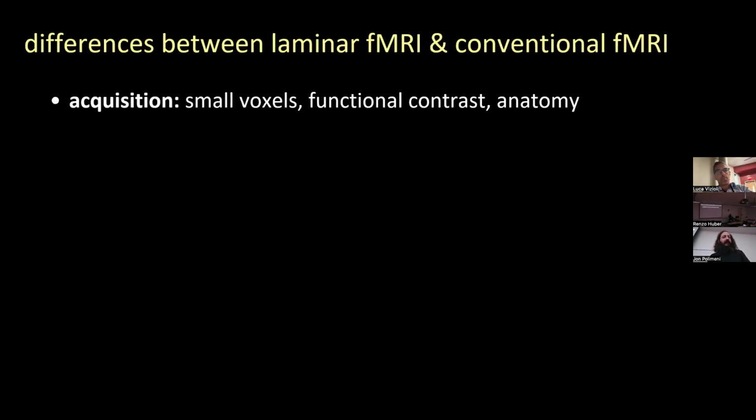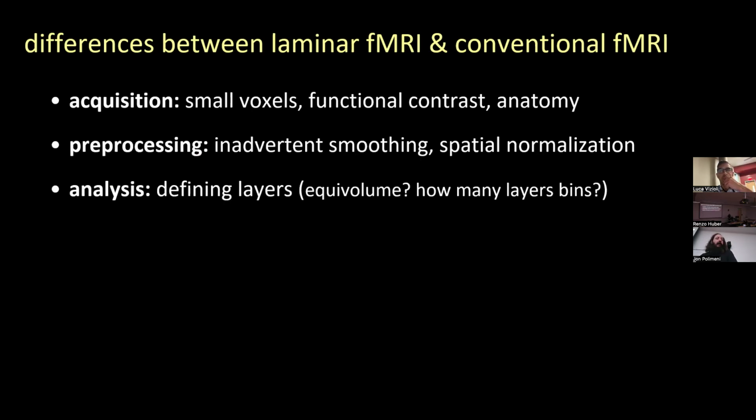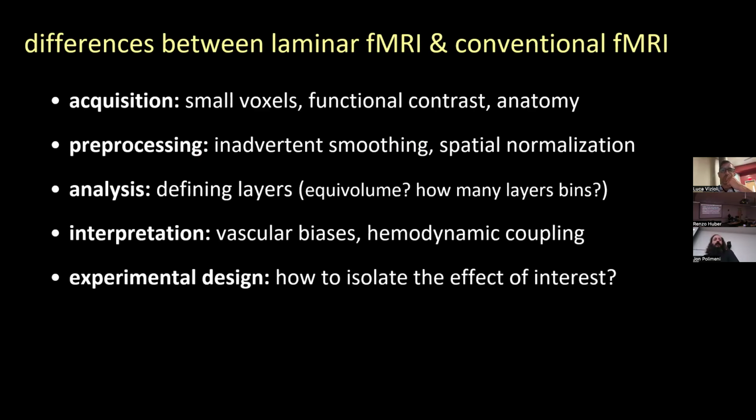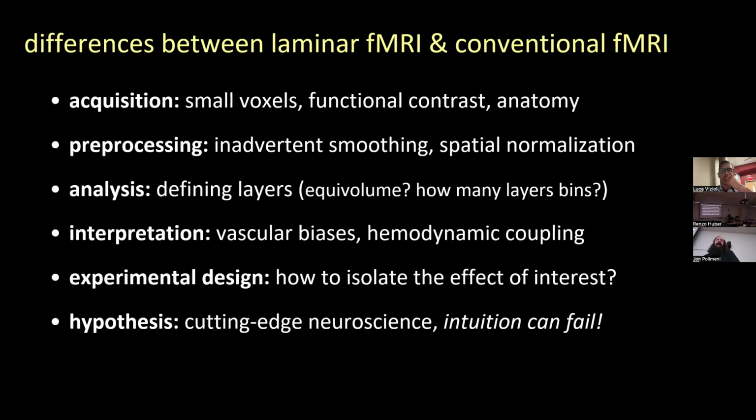Okay, so just to sum up differences between laminar fMRI and conventional fMRI, I think basically everything is different. Acquisition, pre-processing, analysis, interpretation, experimental design. Our hypotheses, again, with laminar fMRI, we're really doing some cutting-edge neuroscience. We're getting beyond what's known about human brain function. And so I think that this is exciting. Intuition can fail. Sometimes if you have a stimulus design you think is going to engage a top-down pathway, it may not be as easy as it may seem. And so there are some challenges here, as well as validation.